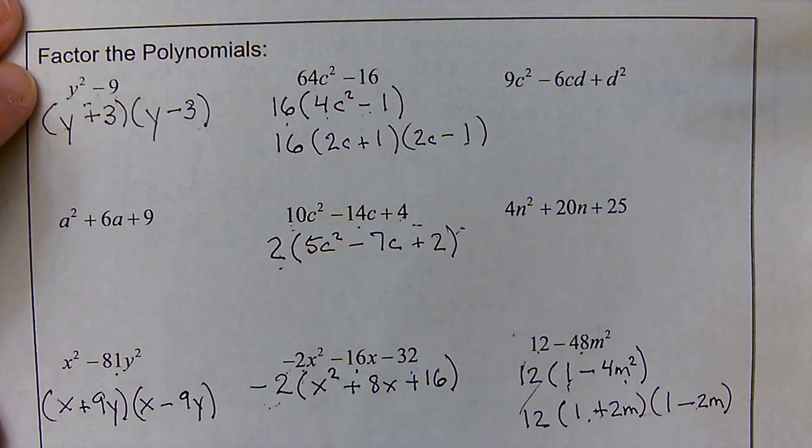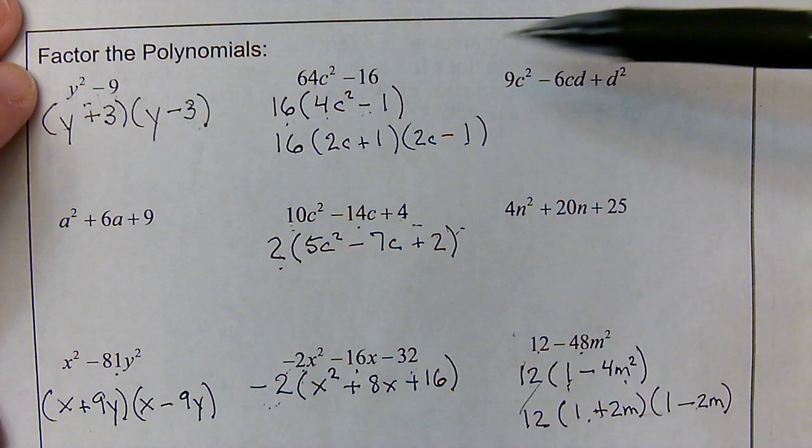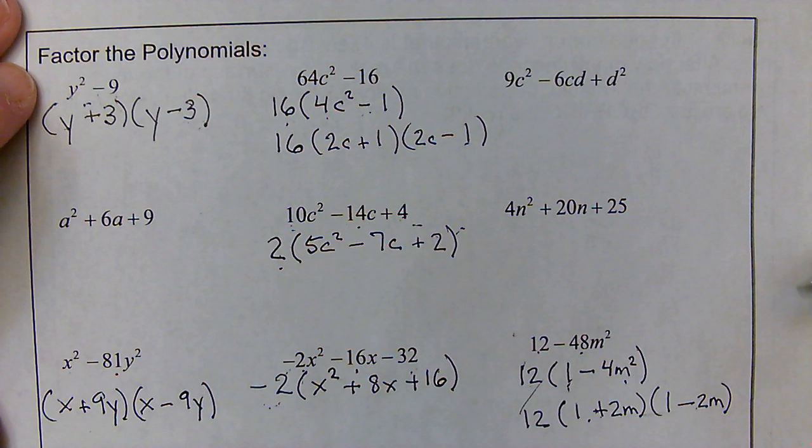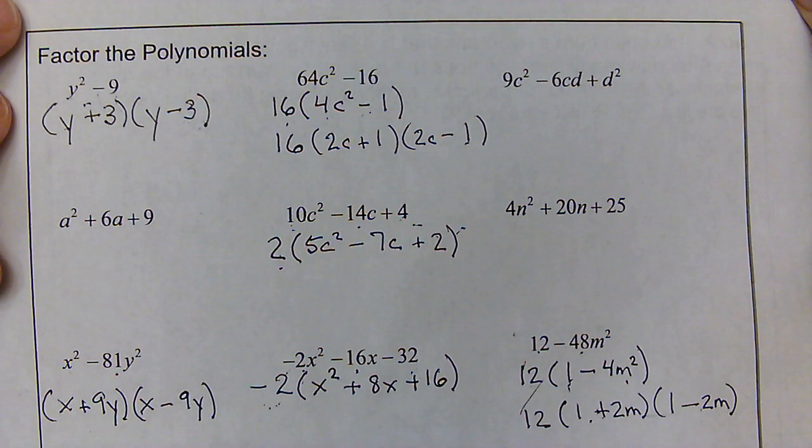So notice, I recognized the pattern before I started factoring. When I noticed that the pattern was difference of two squares, then I knew it had to have two sets of parentheses with the square roots of the two terms and a plus in one and a minus in the other. Now let's look at the other ones, the ones that had three terms.